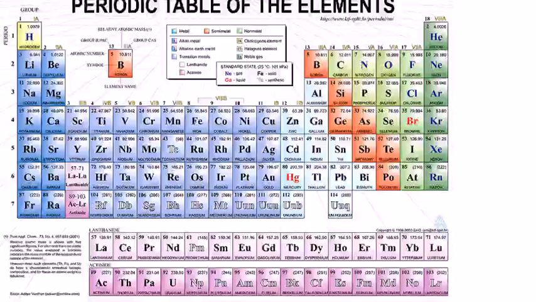So we're going to continue talking about the periodic table of elements. We talked a little bit about groups and periods in the last video. In this video, I'm going to be talking about just the general classifications of elements.